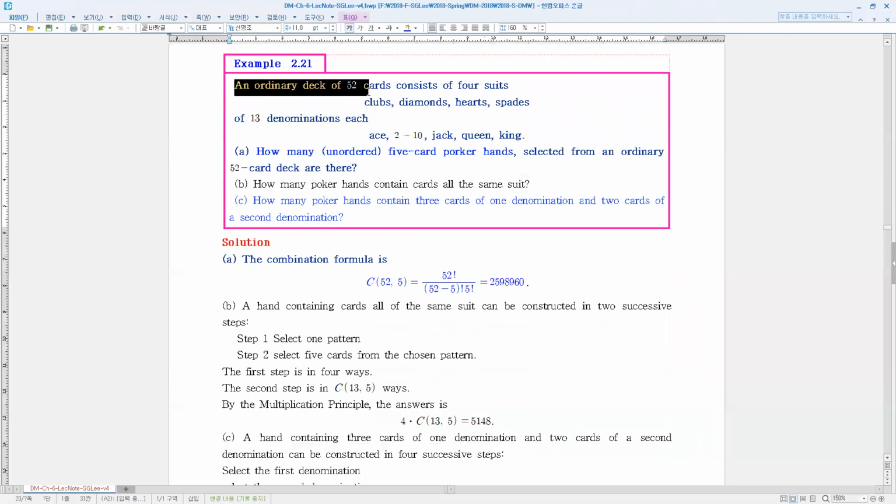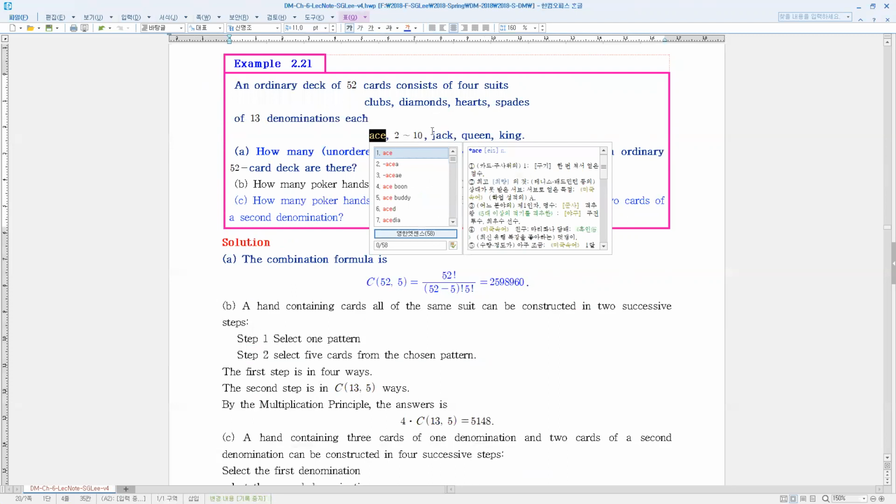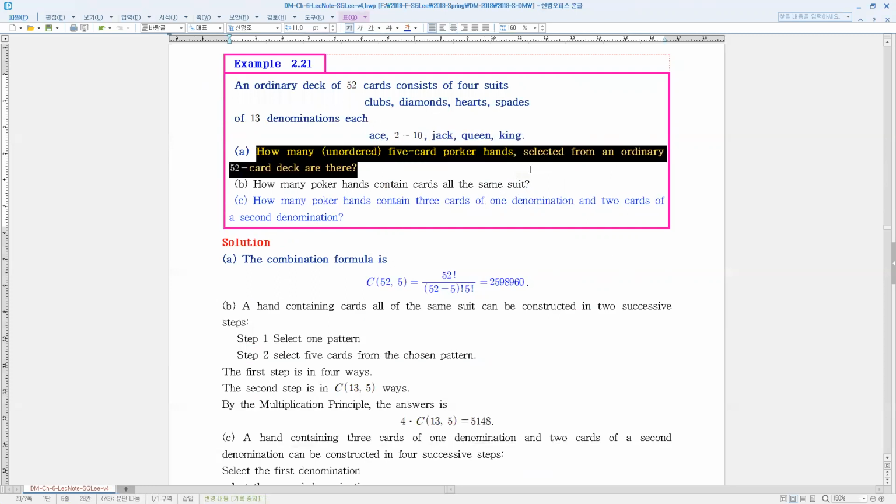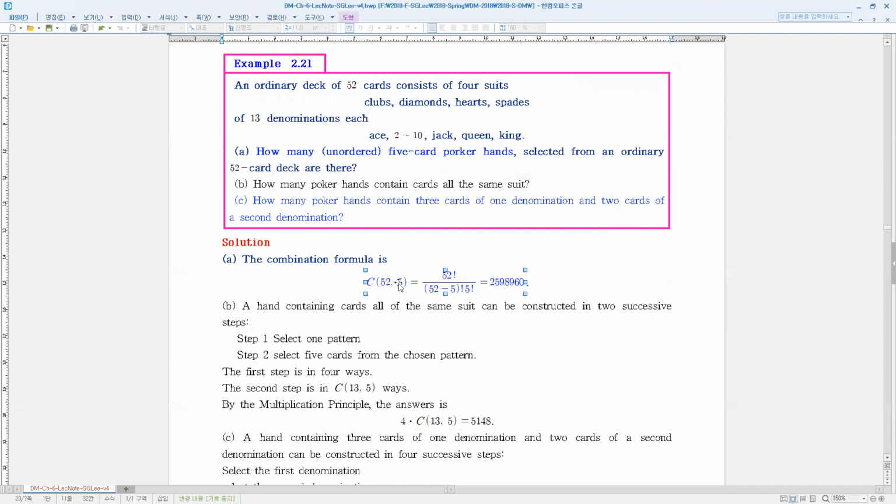Next, an ordinary deck of 52 cards consists of 4 suits, which are club, diamond, heart, and spade, with certain denominations each, from ace, 2, 3, 4 up to 10, and J, Q, and K. Then how many unordered 5-card poker hands selected from an ordinary 52-card deck are there? Simply choose 5 out of 52. So 52 choose 5, and that's the number: 2,598,960.